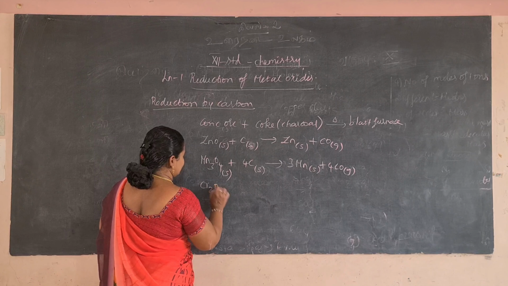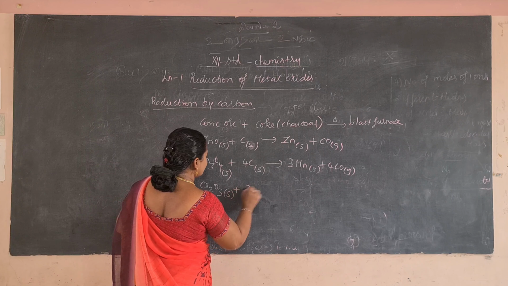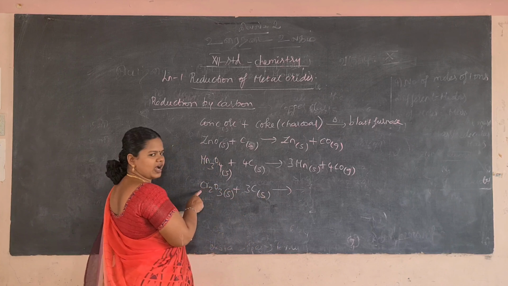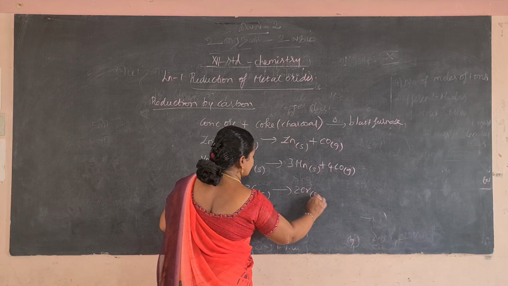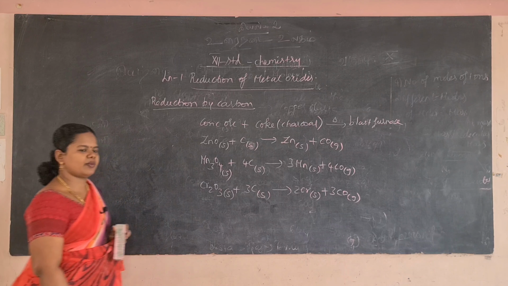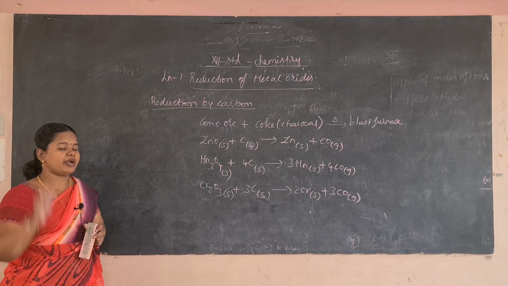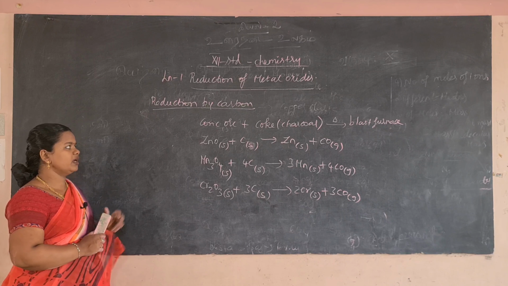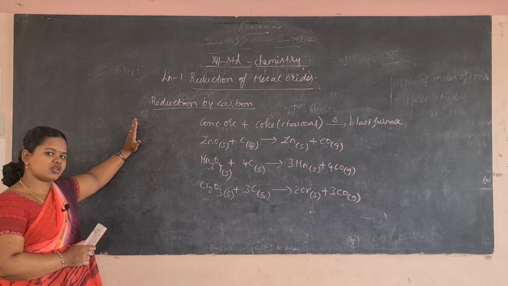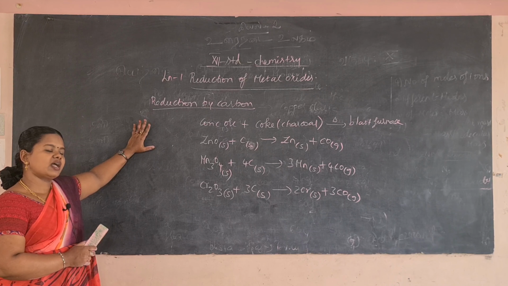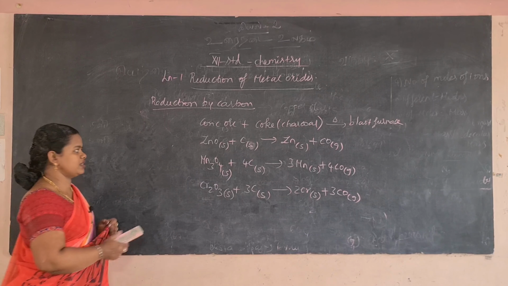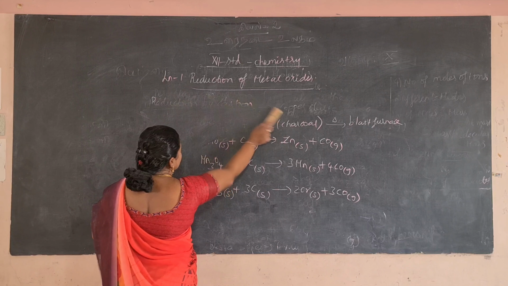Then chromic oxide solid on treatment with 3 moles of coke or charcoal forms 2Cr solid, chromium is obtained, plus 3CO gas. Carbon monoxide gas is obtained. So here reduction by carbon takes place in blast furnace. I told that smelting takes place in smelting furnace. Then for the extraction of copper we have used reverberatory furnace, converting furnace, and here reduction by carbon takes place in what? Blast furnace. So all the furnace names you have to remember.